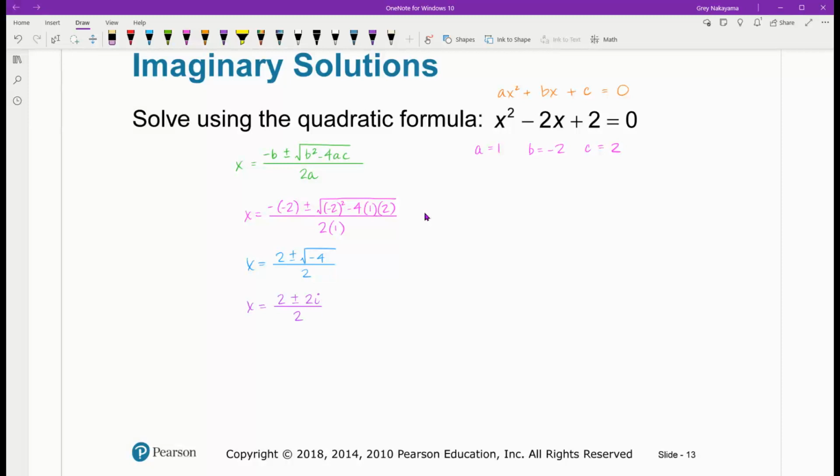So I have 2 plus or minus 2i all over 2. I've got to break that up because I got to write it in standard form. So that means I'm taking each numerator and putting it over the denominator. So I have 2 over 2 plus or minus 2i over 2, which becomes 1 plus or minus i.